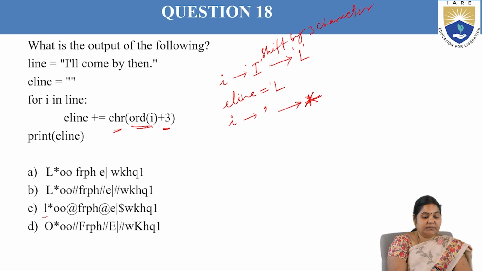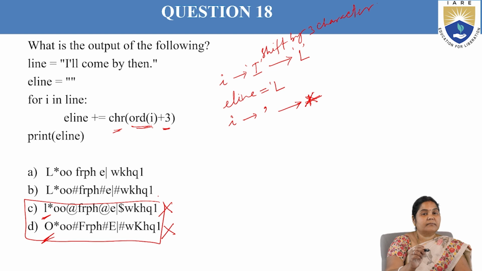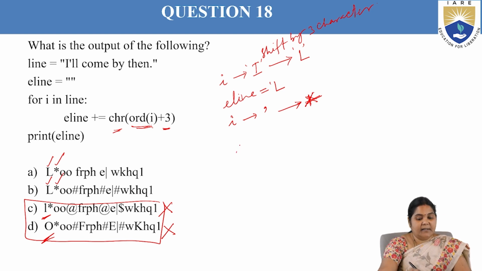But here the option starts with a small l, so this cannot be the answer. Here the option starts with an O, this cannot be the answer. So these two answers, let us eliminate. Now we have only 2 answers where it is L star. Up to that it is correct. Next, E line contains character L followed by star.